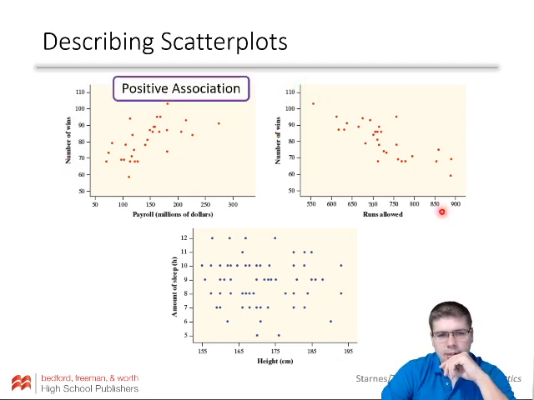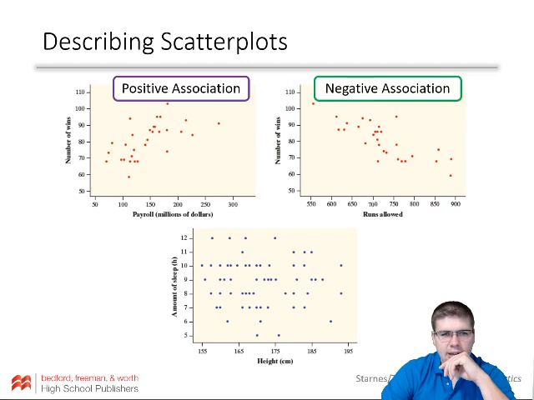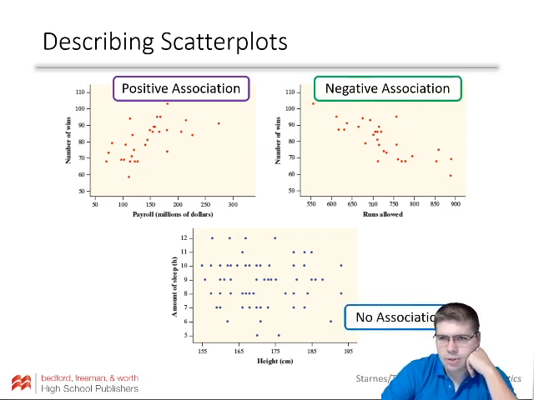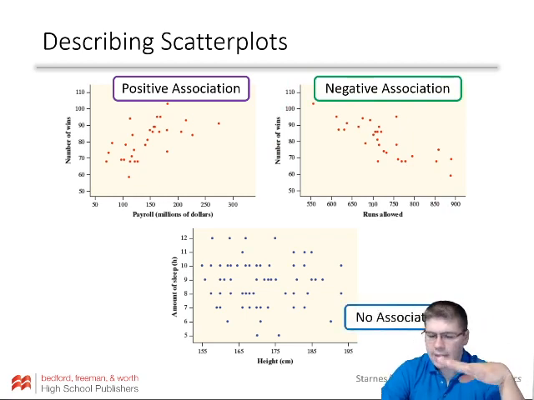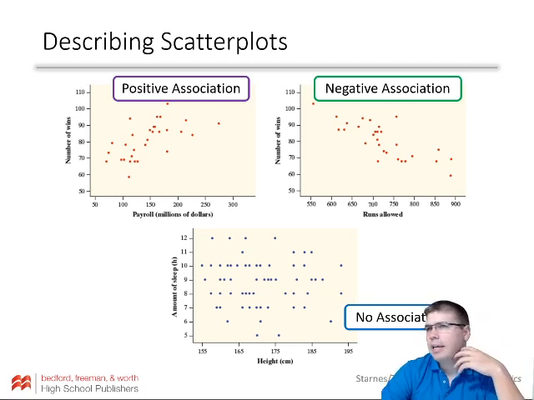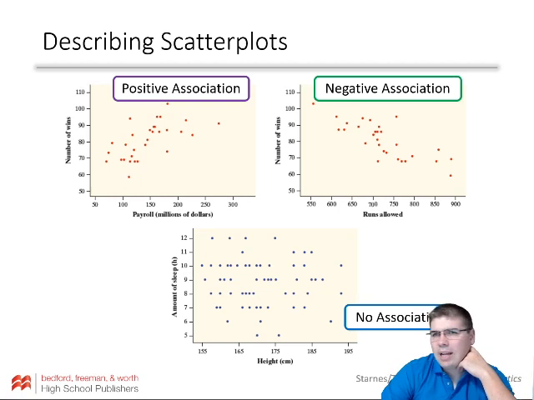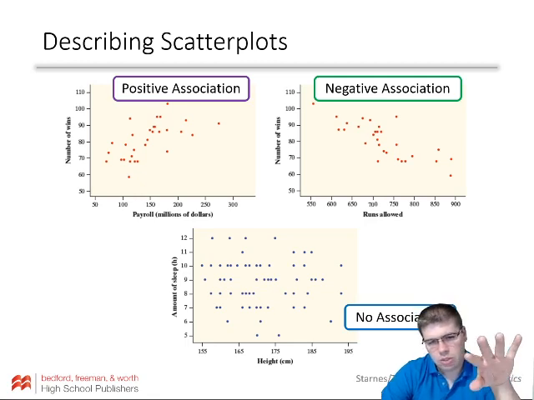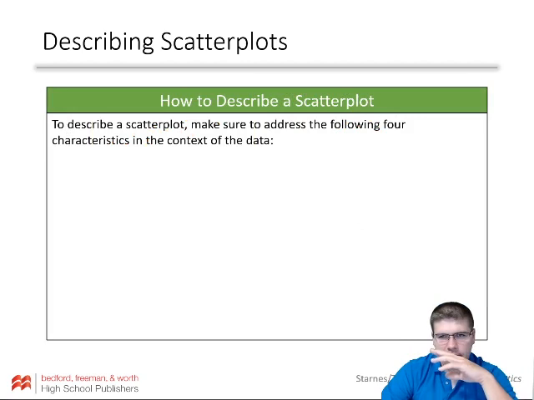The next one coming down, a negative association. And the last one, no association. So that's one thing we can describe in a scatter plot, but there are other things as well. So that's kind of like the shape, in some ways, to the one variable graphs we used to use. There's other features to it too.